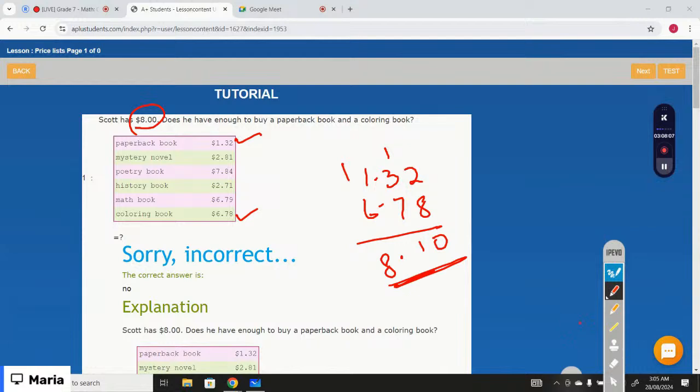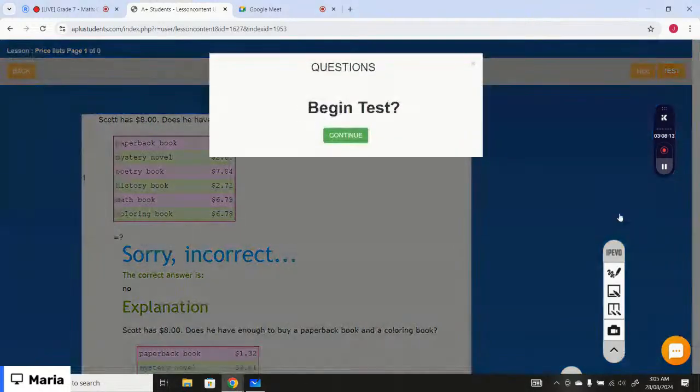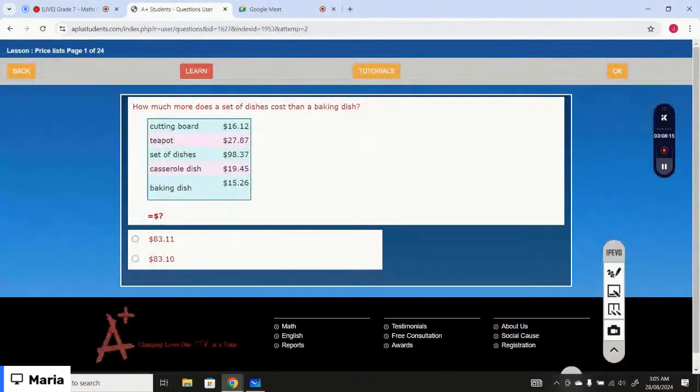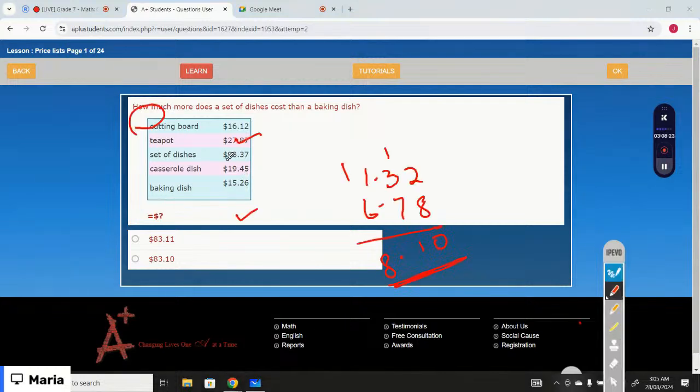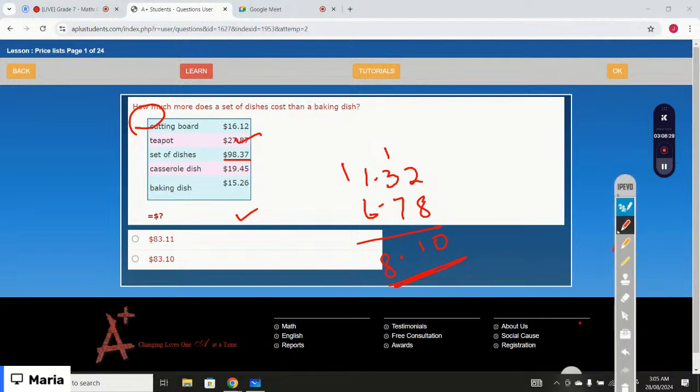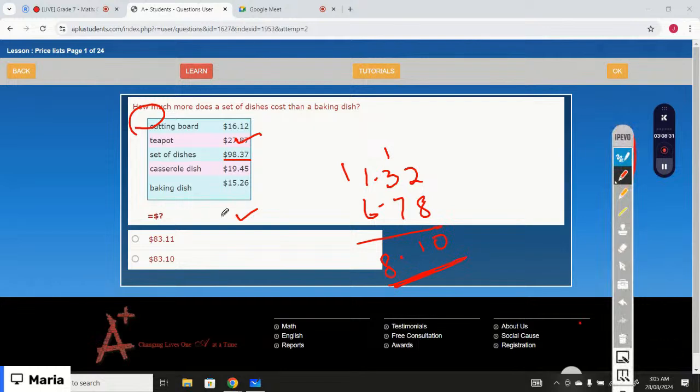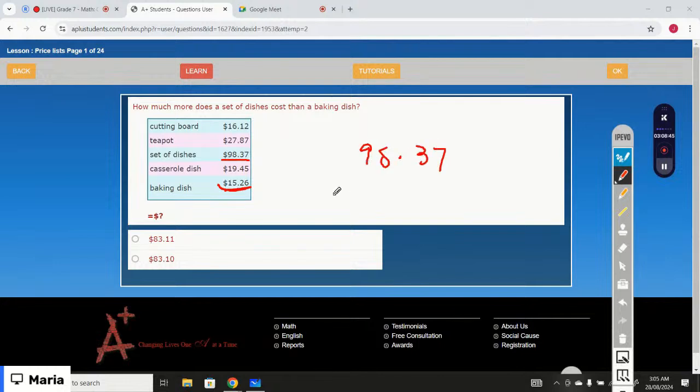Okay, so let's just start with the test questions. How much more does a set of dishes cost than a baking dish? Okay, the set of dishes is 98.37 and the baking dish is 15.26. You have to see how much more the set of dishes costs than the baking dish. So just subtract the price of the baking dish from the set of dishes.